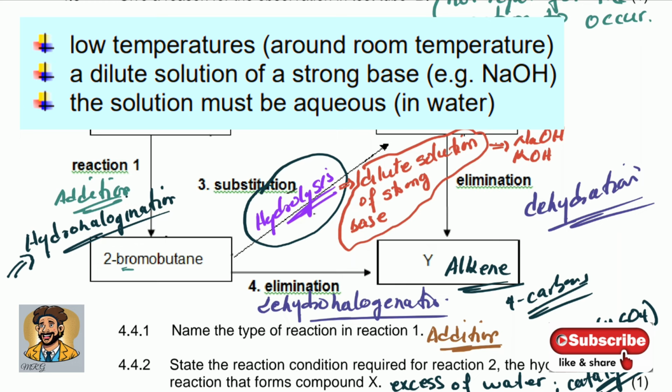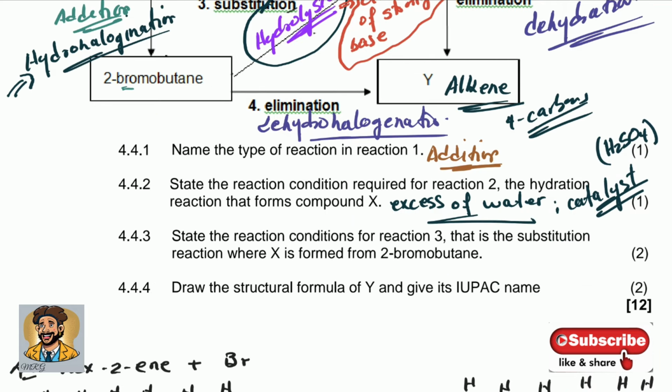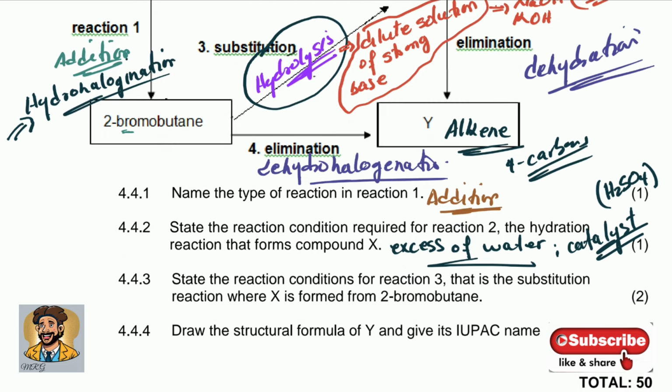So you need heat. This reaction needs mild heat. So I'm just going to write here heat. You need heat for that reaction to happen. That one is reaction 3. It's quite simple.